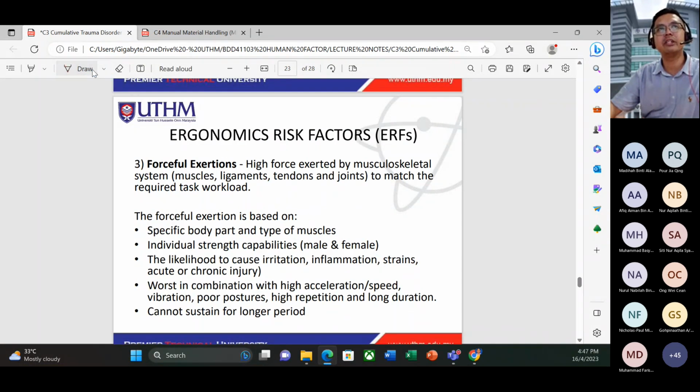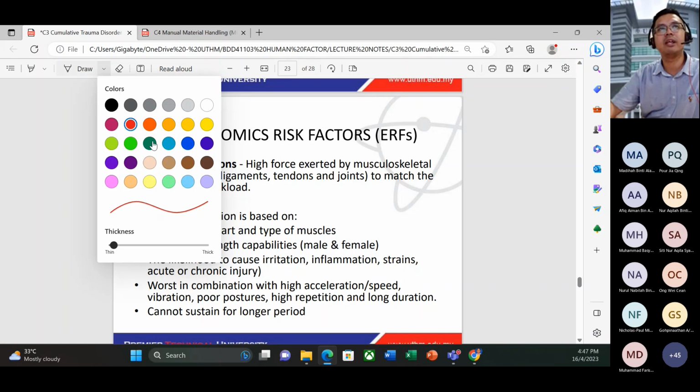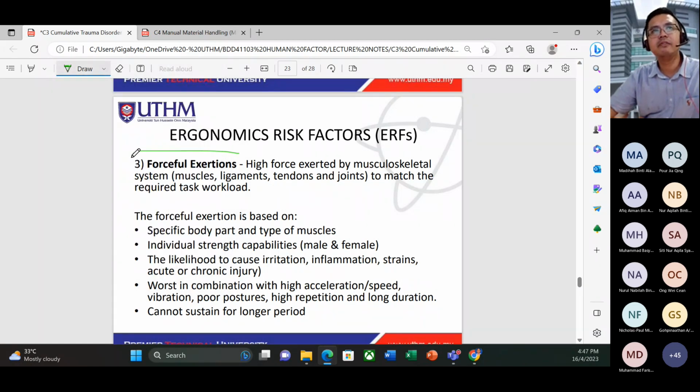Meanwhile, for forceful exertion: forceful exertion is a high force exerted by the musculoskeletal system, for example muscle, ligament, tendon, and joint, to match the required task workload. So forceful exertion is based on, number one, the specific body part and type of muscle used.